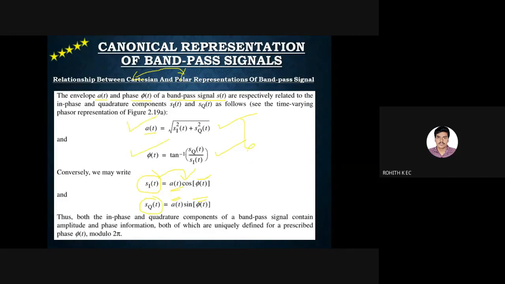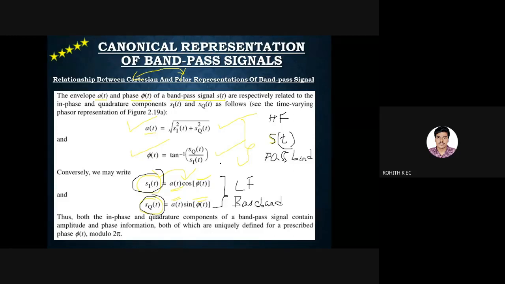So A of T and phi of T are your magnitude and phase of S of T. And what is S of T? This is the high frequency passband signal. So by using the formula of SI of T and SQ of T, which are your low frequency or baseband signals, you can get the formula for SI of T and SQ of T in terms of A of T and phi of T, which is nothing but the magnitude and phase of S of T.